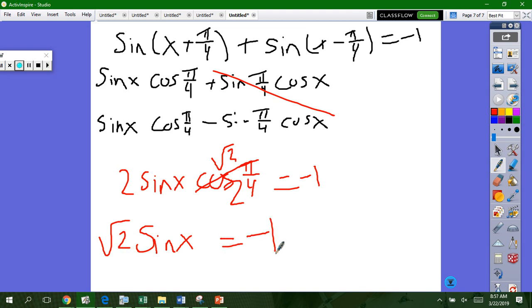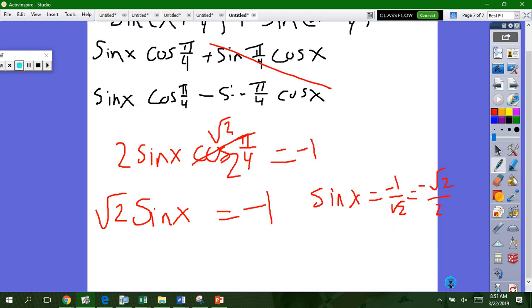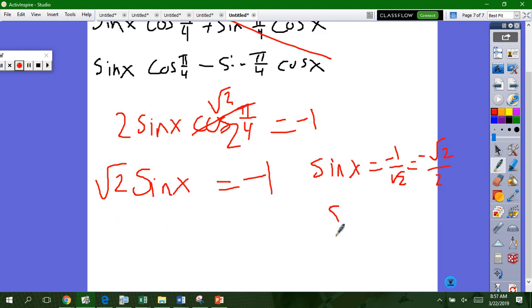What does this look like now? Yesterday's homework, doesn't it? So this is saying, where does sine of x equal -1 over root 2, which is the same thing as -root 2 over 2, correct? Ladies and gentlemen, where does sine equal that? 5 pi fourths and 7 pi fourths, correct? And to be honest with you, the question asked for only answers between 0 and 2 pi. So I'm done.